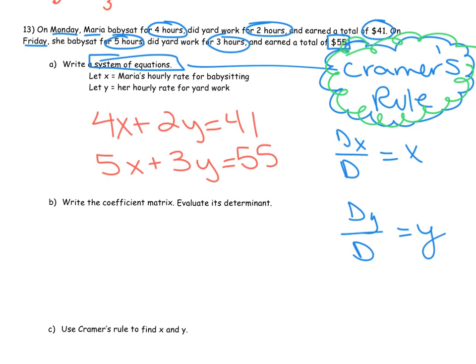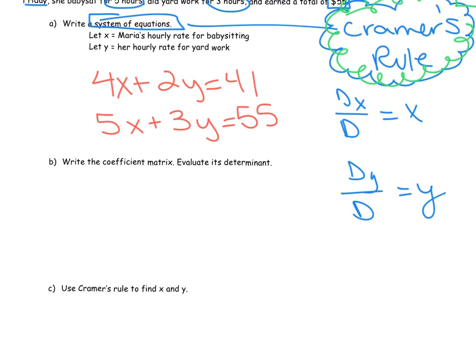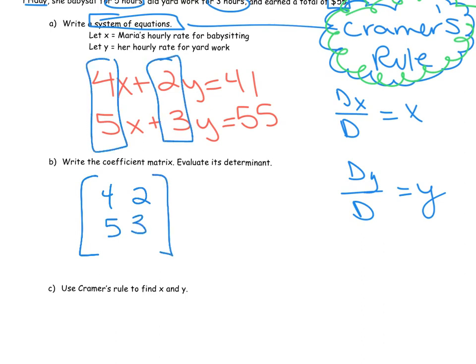Okay, so next piece we want is to come up with the coefficient matrix. So our coefficient matrix is just going to be 4, 2, 5, 3. Those are the coefficients. All right, and we want to come up with the determinant. So we've got 4 times 3 minus 5 times 2. We've got 12 minus 10, which is 2. So the determinant here is 2.